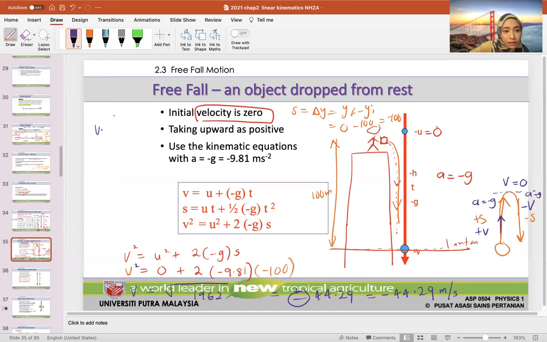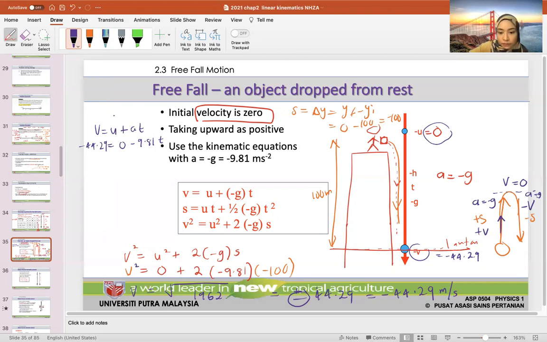So the first one, v equals u plus at, and v we already know it's minus 44.29, and my u was from here 0. So this is 0 and minus 9.81 t. So we can just use our calculator. The minus signs will be eliminated or crossed out. So we are good, because time cannot be negative.